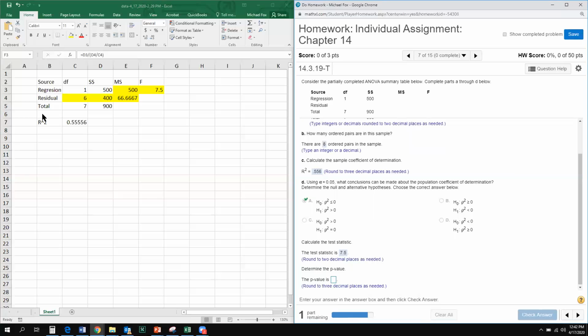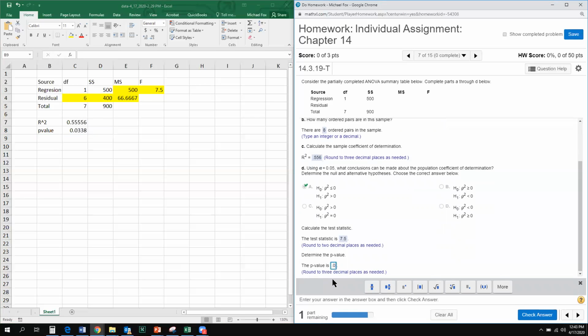And then determine the p-value. We're just going to do equals F.DIST.RT. For our X, we're going to use our 7.5. For our first degree of freedom, we're going to use the DF regression, which is 1. And for our second degree of freedom, we're going to use our DF residual. And that will calculate our p-value for us: 0.034.